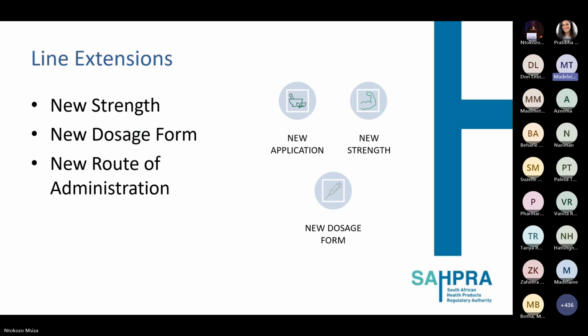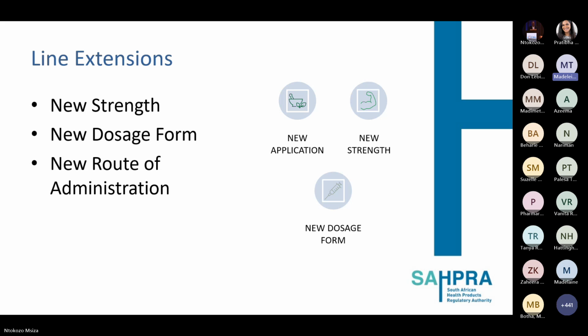Okay, then we are on line extensions. So we've got 3 different line extensions, and I'm very excited about this because this was something I learned a lot from. We've got the line extension for a new strength, so that's when I'm adding a new strength to my already existing portfolio. A new dosage form, so you are moving from, say, a tablet to a capsule, or maybe it becomes a solution for infusion or something like that. You're adding a dosage form. Or a new route of administration. A good example is a pessary versus oral administration. So you will have those 3.